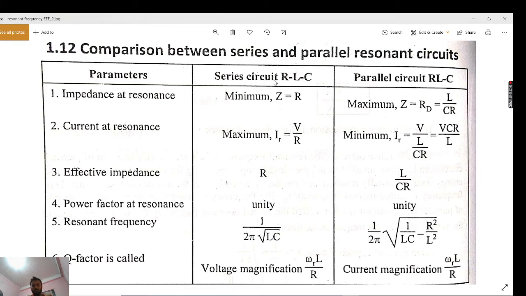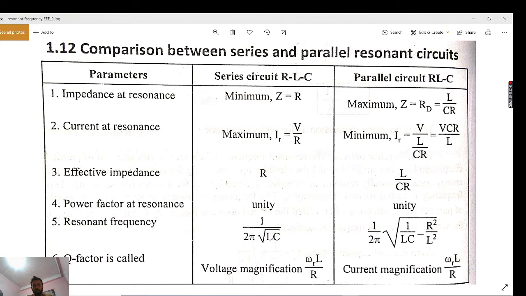Now let's see the comparison between series RLC circuit and parallel RLC circuit. Here we have the different parameters, and we have just derived the relations for the series RLC circuit, so let's compare with the parallel RLC circuit. The first parameter is impedance at resonance. In case of series we have minimum impedance at resonance, Z is equal to R, and in case of parallel we have maximum, so Z is equal to Rd, that is equal to L upon CR. The current at resonance in the series case is given as I equal to V upon R, and in the parallel case we have minimum, I is equal to VCR upon L. The effective impedance is R in series, and L upon CR in parallel.